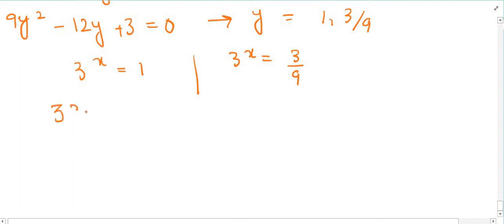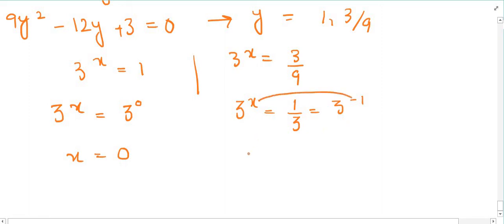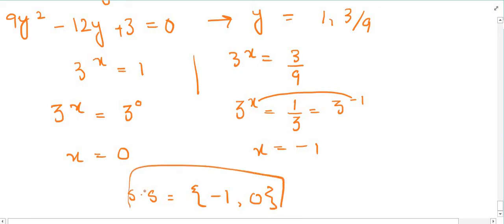Okay, 3^x equals 3^0, can I write it like this? It becomes x = 0. And for this, 3^x equals 1/3, which is 3^(-1). Compare the exponents, you will get x = -1. So the solution set is -1 and 0. Clear?